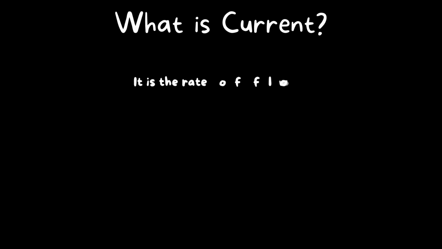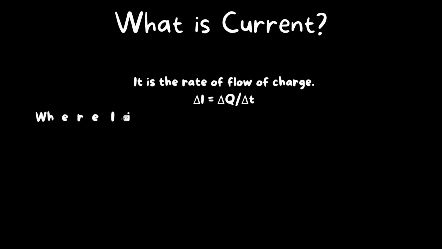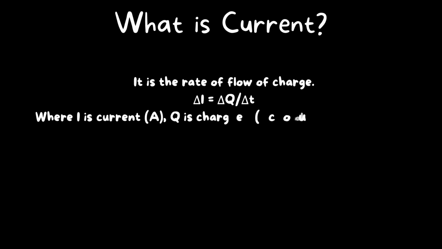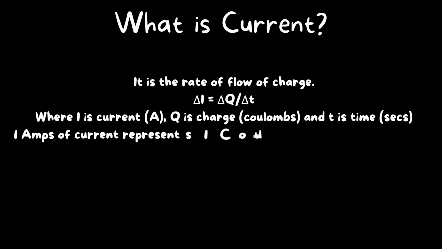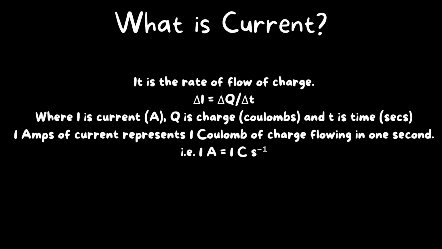What is current? Well, current, as you know from GCSEs, is simply the rate of flow of charges, where delta I equals delta Q over delta T. I, Q, and T are current, charge, and time. And 1 amp of current represents 1 coulomb of charge flowing in 1 second. That is, 1 amp equals 1 coulomb per second.